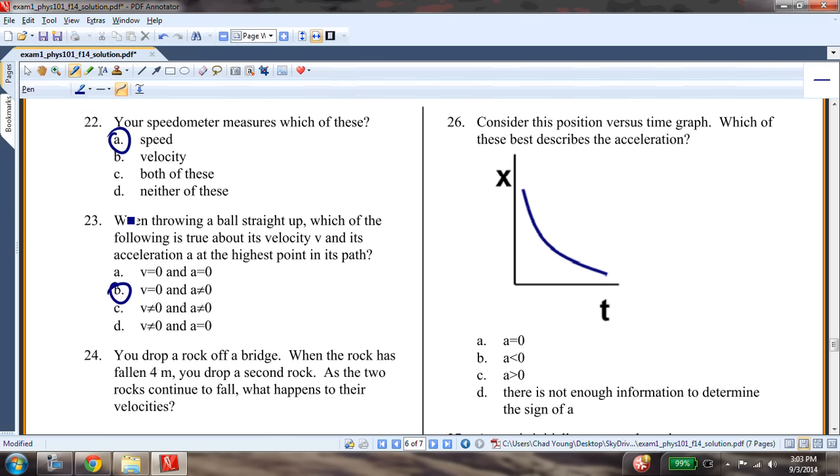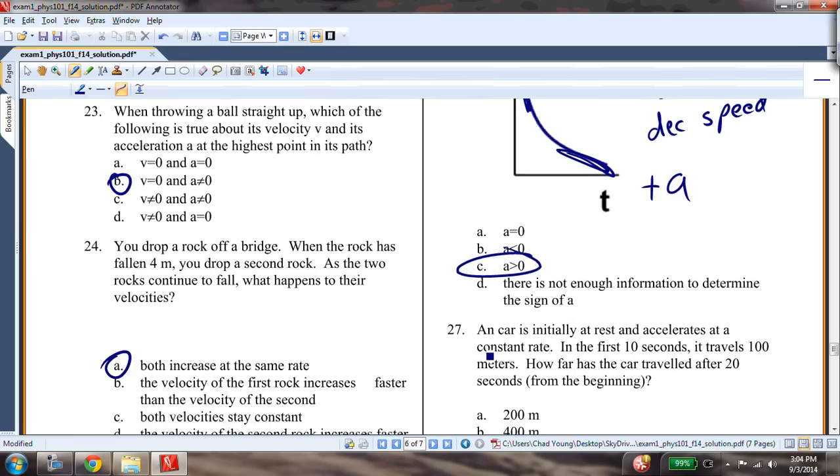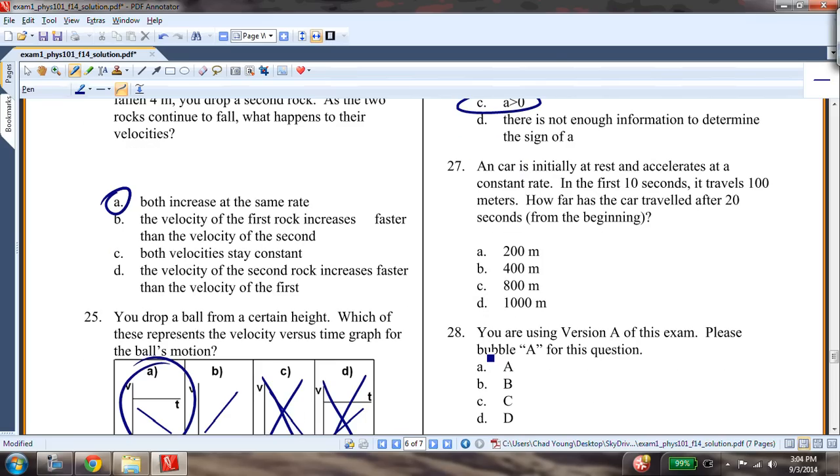26. Which of these best describes the acceleration? Okay, I have a negative velocity because the slope is negative. And see how the slope is decreasing. So I have a decreasing speed, slowing down. That means the acceleration has to be in the opposite direction, which means it has a positive acceleration. So C is 26.